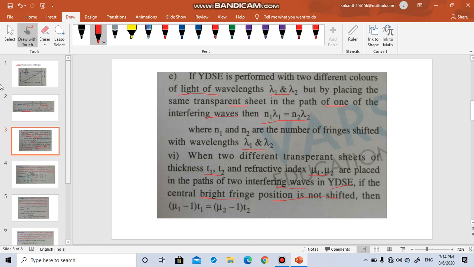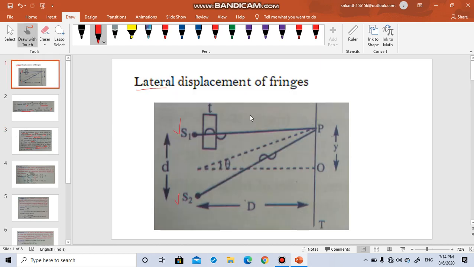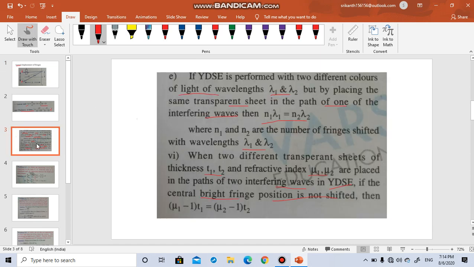That means here we have put it in the case of one source, but in this case we will be putting it in front of both the sources. Their thicknesses are different, their refractive indices are also different. Then we can use this result: mu1 minus 1 T1 is equal to mu2 minus 1 T2. It doesn't matter, near S1 you may put mu2, and near S2 you may put mu1.